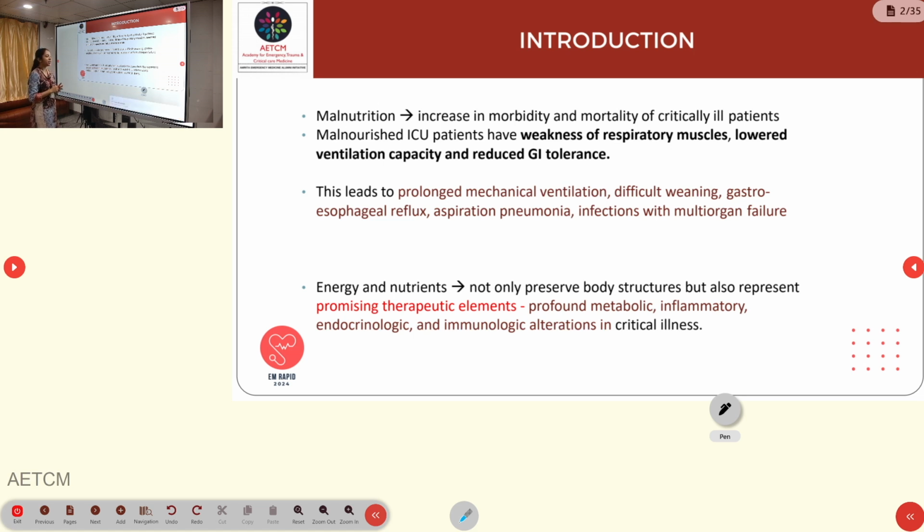Energy and nutrients not only preserve the body's structure but also represent promising therapeutic elements, having profound metabolic, inflammatory, endocrinologic and immunological effects in critically ill patients.